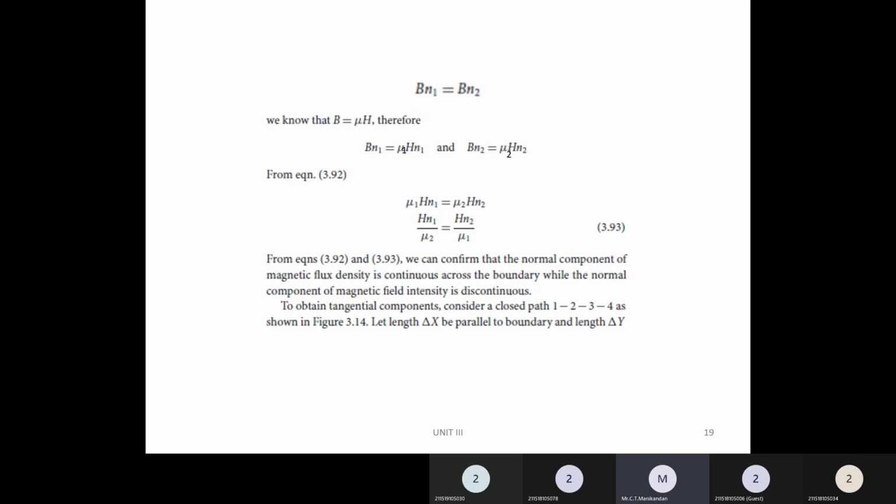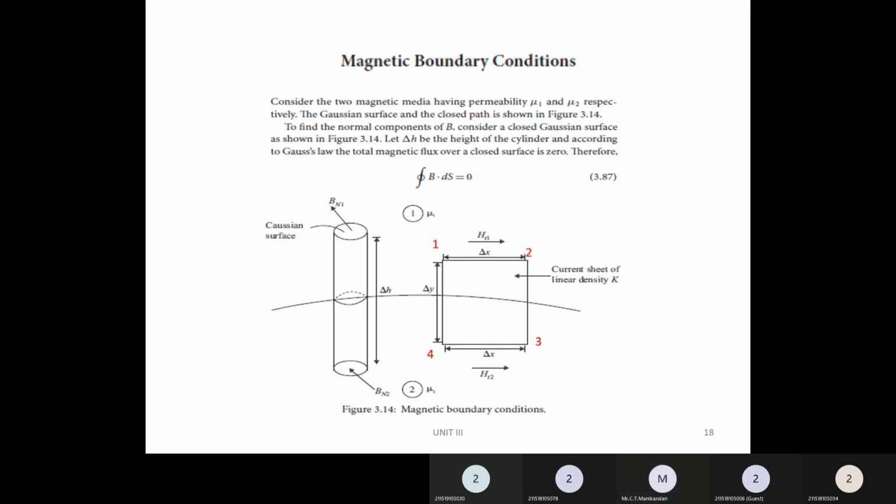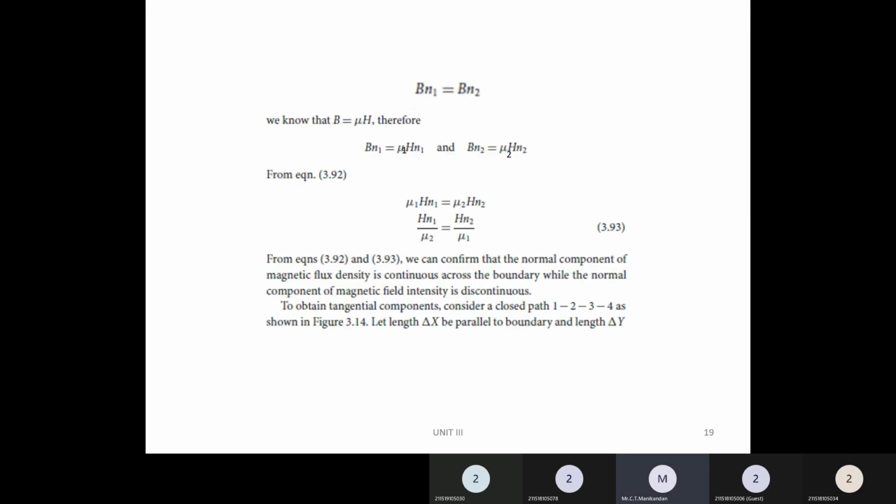You might have studied the derivations of this concept in your lower semesters itself. So for GATE preparation, I'm just giving the clues here. What are the magnetic boundary conditions? When you place two magnetic materials one over the other, what will be the tangential component of magnetic field, and how will the normal component of magnetic flux density behave? Here the tangential component of magnetic field intensity is continuous, and the normal component of magnetic flux density is continuous.